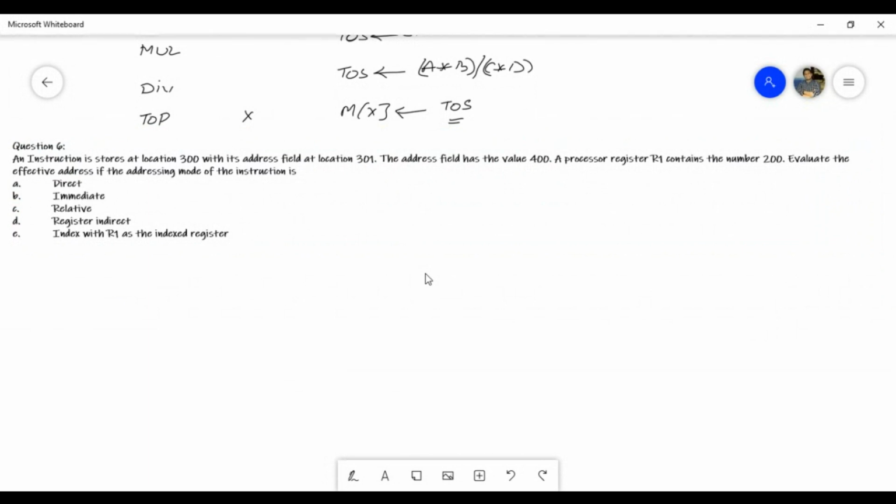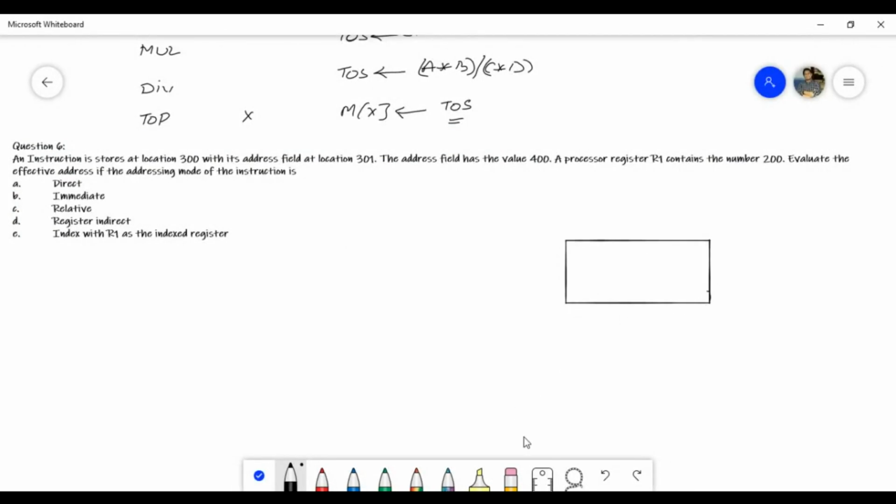Here you have to calculate the effective address. When you are calculating the effective address, you have to deal with only the address, not opcodes. So let us write the given things. What are the given things here? Let me write it. Code and mode.